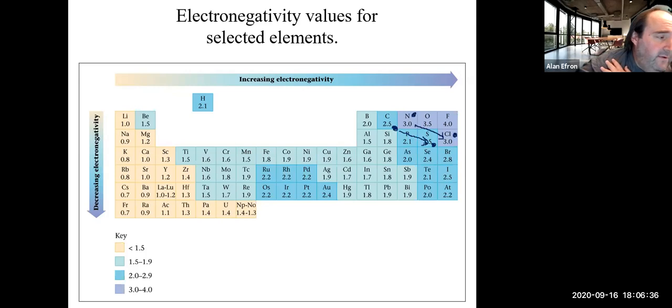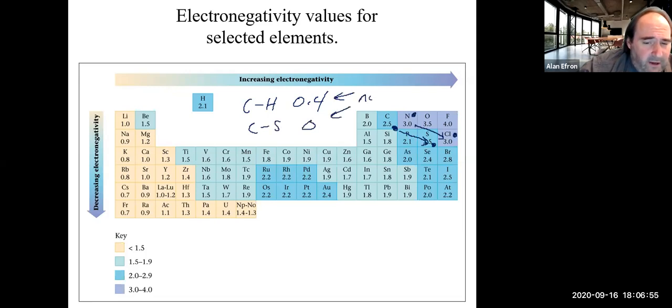But definitely, if you have the same element, it's going to be nonpolar. So you don't need the table for those guys. Always going to be nonpolar. The last thing is when you think about the electronegativity difference, say between carbon and hydrogen, that was a 0.4 difference. If you look at something between carbon and sulfur, the difference is 0. These are both considered nonpolar bonds.